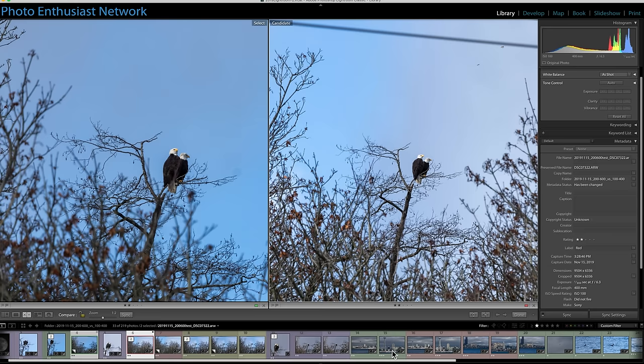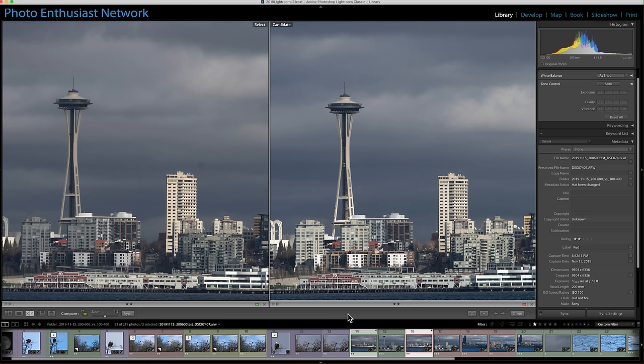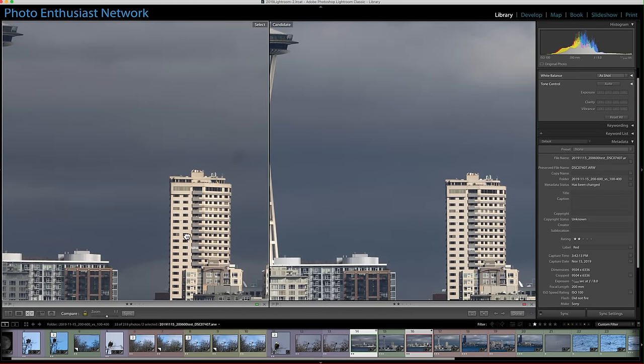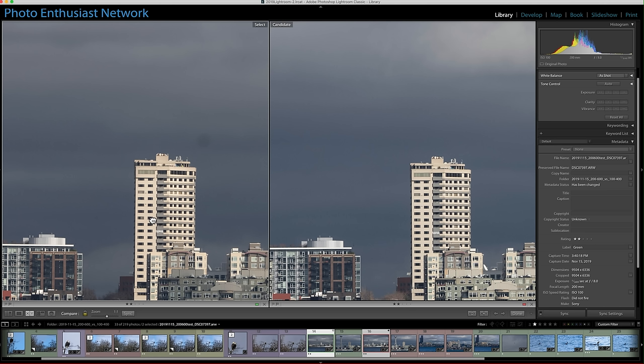Now let's look at some boring examples that allow us to really make some comparisons on sharpness. Let's start at 200 millimeters. This is 200 millimeters at f8. We have the 200 to 600 on the left, the 100 to 400 on the right. If we zoom in to 1:1, focus was not on the Space Needle because that was off center a little bit, but on this apartment building right here.